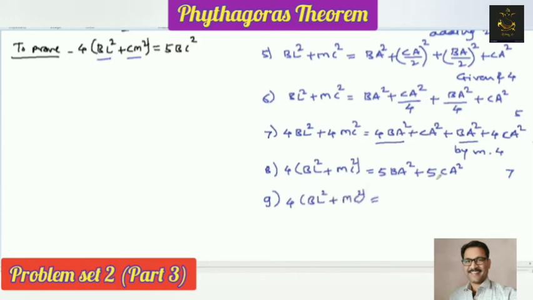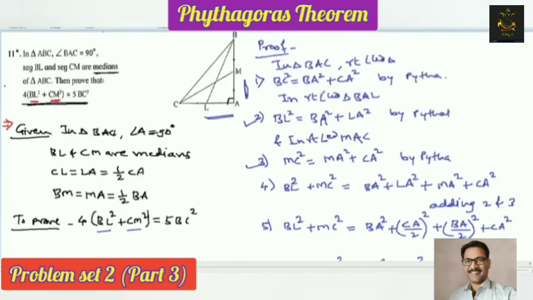Okay, this side. May I take 5 common? If we take 5 common, we get here inside that bracket BA square plus CA square. This is from the 8th step. Now observe here. What is this? Look here. What is this BA square plus CA square? Just go upside here now. Look here. BA square plus CA square is nothing but this BC square.